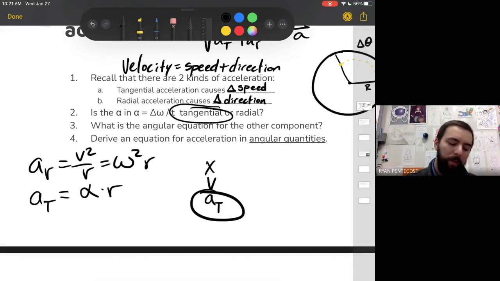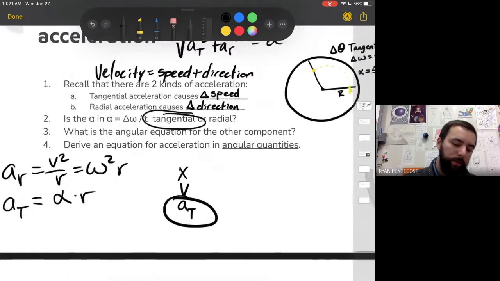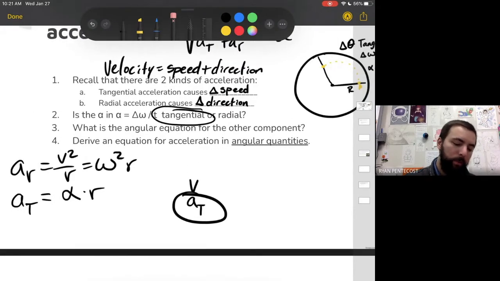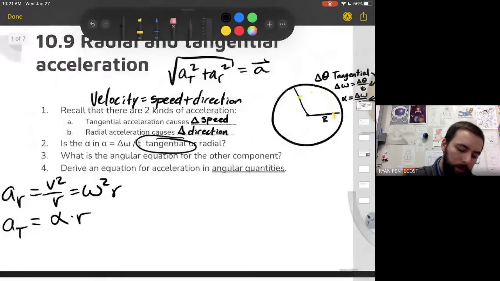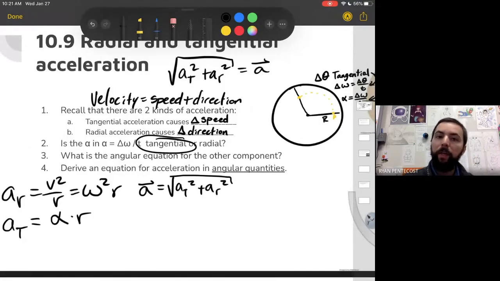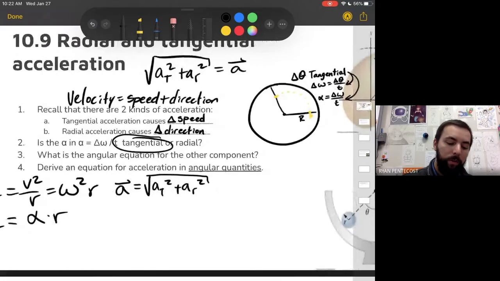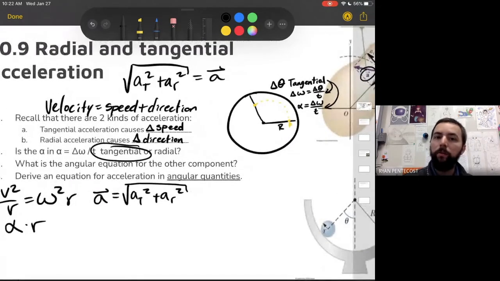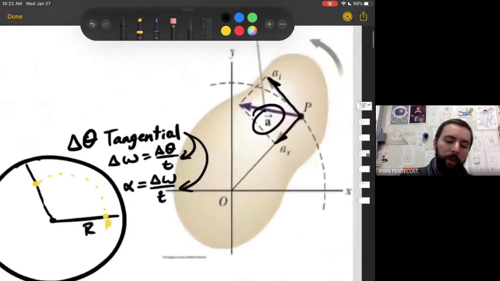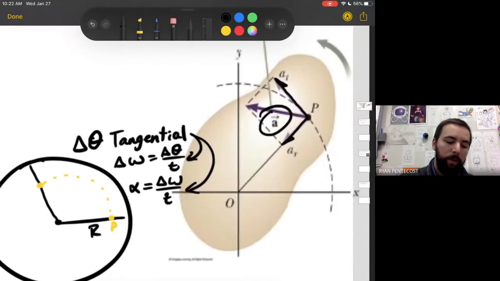Now, number 4 asks, derive an equation for acceleration in angular quantities. Let me erase this so I have more room to write. So our equation for acceleration, we already have up top, right? You've got acceleration is the square root of at squared plus ar squared. So if you want to get this purely in angular terms, because this acceleration of a circular motion, rotational motion, angular motion, however you want to call it, that acceleration is going to be a vector that is not along either of these axes, right? As we can see right there, like we talked about before, that is a combination of both.